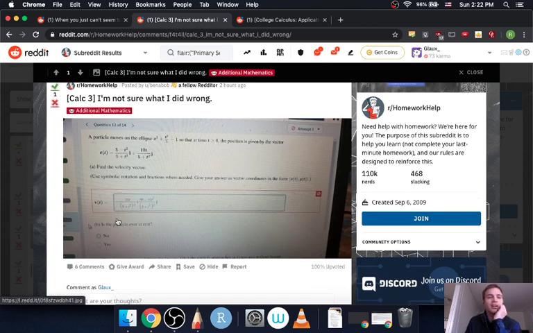Particle moves on the ellipse so that at time t greater than or equal to 0, the position is given by the vector. Oh, okay, so we have the position vector.